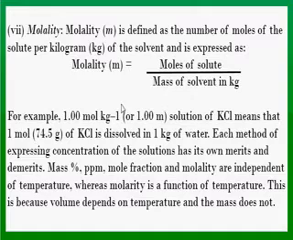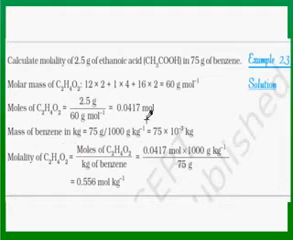The formula for molality is equal to moles of solute upon mass of solvent in kg. Example 2.3, calculate molality of 2.5 gram of ethanoic acid CH3COOH in 75 gram of benzene solution.